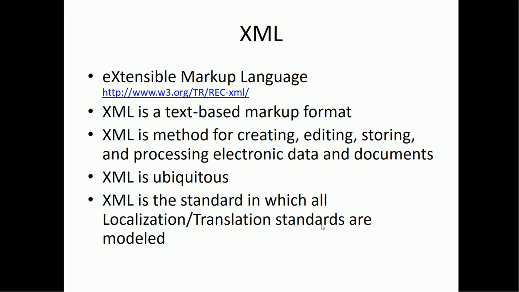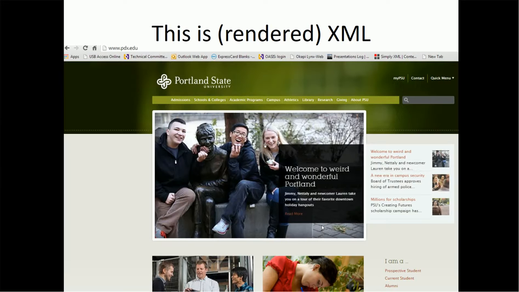XML is extensible markup language. It's a text-based markup format. XML is the method for creating, editing, storing, and processing electronic data and documents. XML is ubiquitous. That is to say, it's everywhere. It's in your phone, it's in your car, it's everywhere. XML is the standard in which all localization and publication standards are modeled.